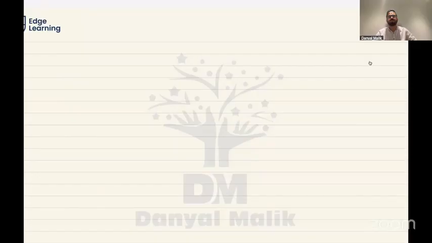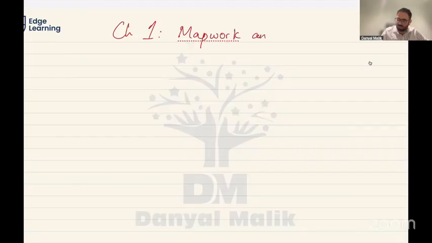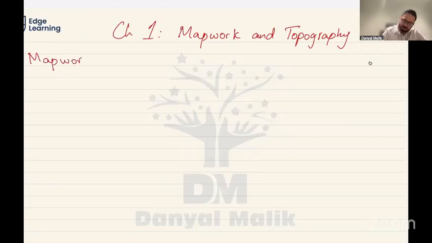How will we be going about it? So first chapter, chapter number one is map work and it is topography. Topography of Pakistan, the main chapter. Now map work is very, very crucial because map work is not only linked to chapter number one. I can repeat, map work is not linked to only chapter number one. Map work is basically that topic which eventually becomes part of every chapter.